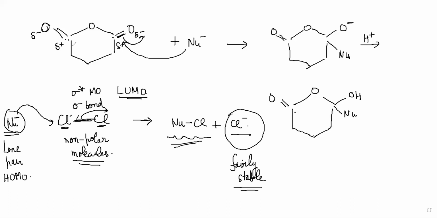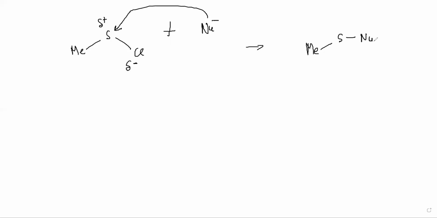Because if you have MeSCl, Cl is electronegative, so tiny negative, tiny positive, and the negative nucleophile will obviously form a bond here, and this will become Me-S-nucleophile, and this Cl bond should break, giving Cl minus. So that is fairly easy.